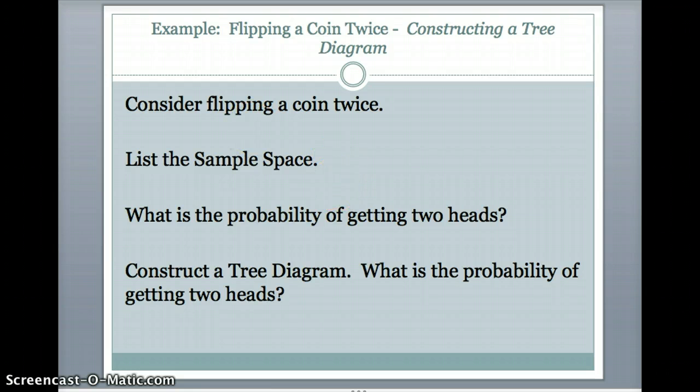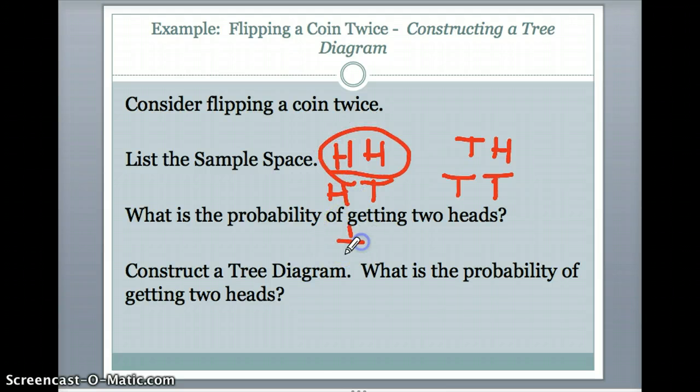Okay, let's see what the sample space would look like. So I could flip a heads and a heads, or a heads and a tails, or I could flip a tails first, then a heads, or a tails, then a tails. So the probability of getting two heads is going to happen 1 out of 4 times. Construct a tree diagram. So going to be similar.